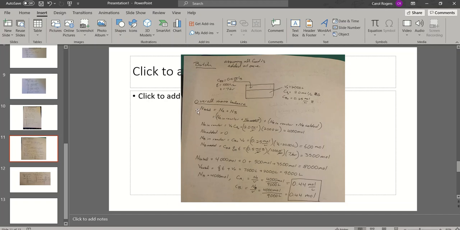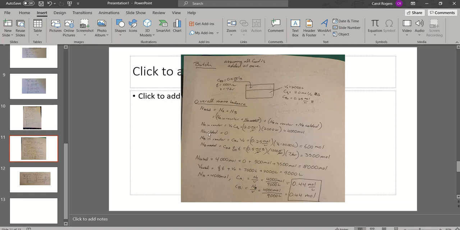So our overall mass balance, we always start with an overall mass balance. We always follow up with a component mass balance anytime you're working with streams. Our overall mass balance is N total, the total number of moles within the reactor, is equal to the moles of A plus the moles of B. And the moles of A is equal to the A that's already in the reactor here, plus the A that's being added into the reactor. So Na in reactor plus Nb in reactor plus Nb added, because there's no A being added into the stream.